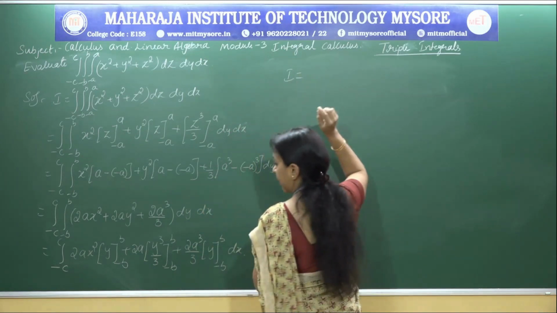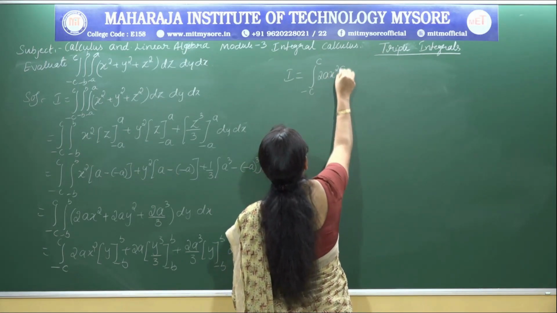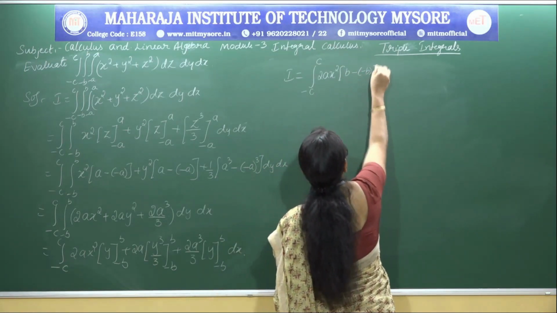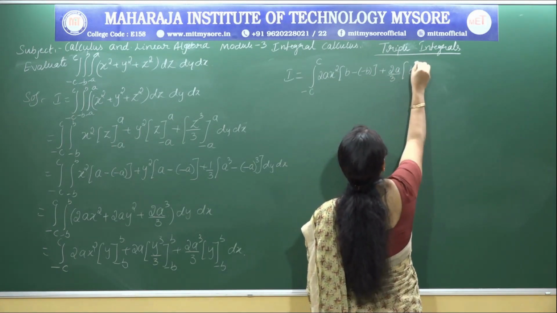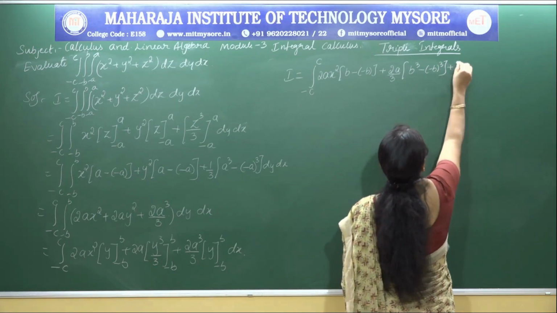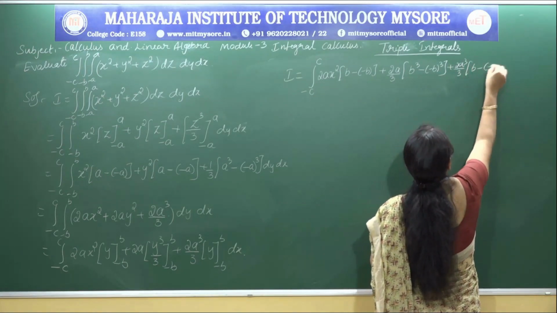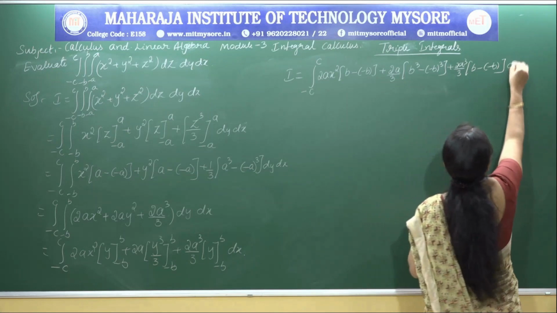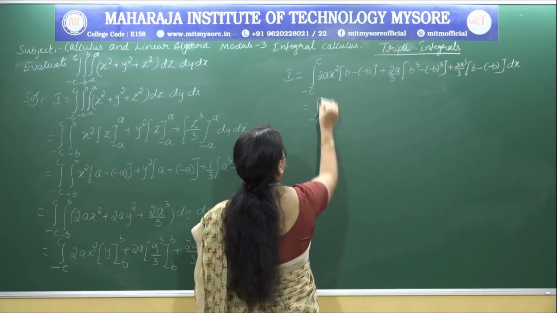So I is equal to integral minus c to c, 2a x square into upper limit b and lower limit minus of minus b, plus 2a by 3 common, upper limit b cube minus of minus b whole cube, plus 2a cube by 3 into upper limit b minus of minus lower limit minus b, into dx. Now simplify and then integrate with respect to x.